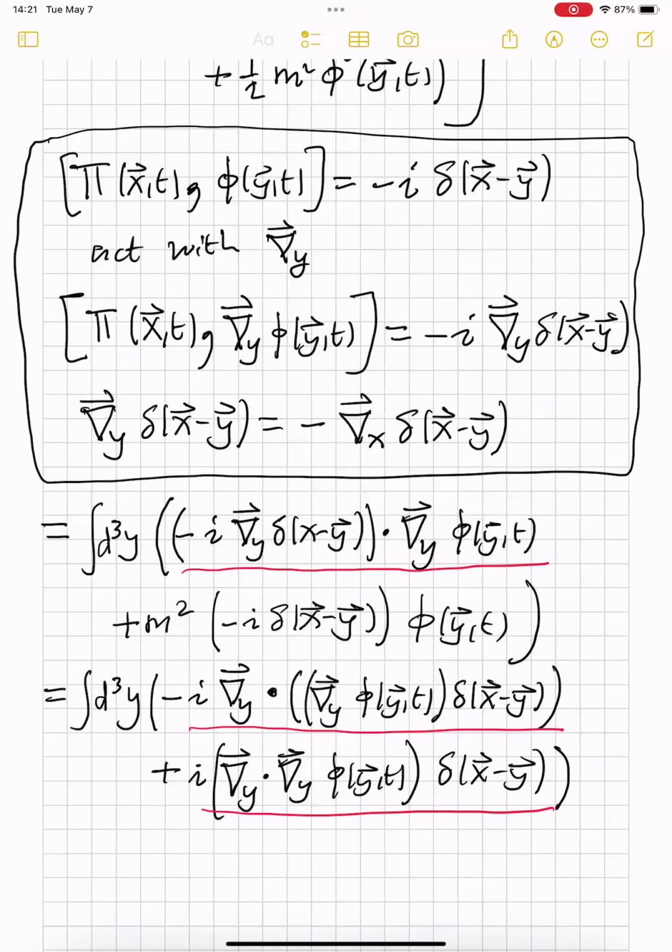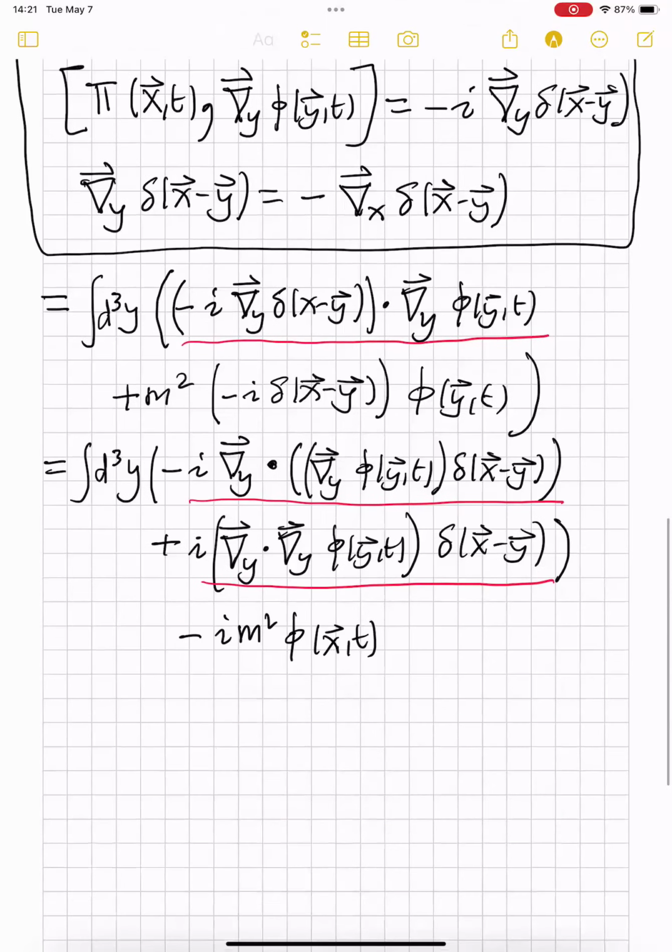And then let's take a look at the second term on the second last line. Well, there's just a delta function. That integral is easy to do. It's just going to set x equal to y. So we get minus i m squared phi of x comma t.